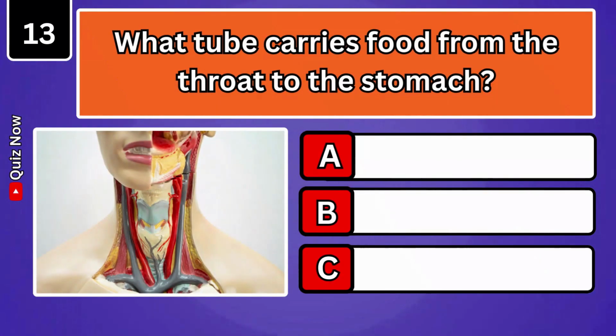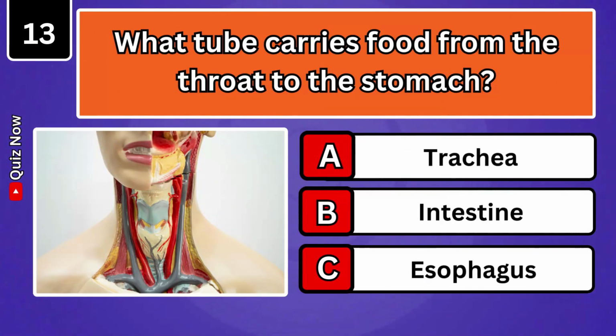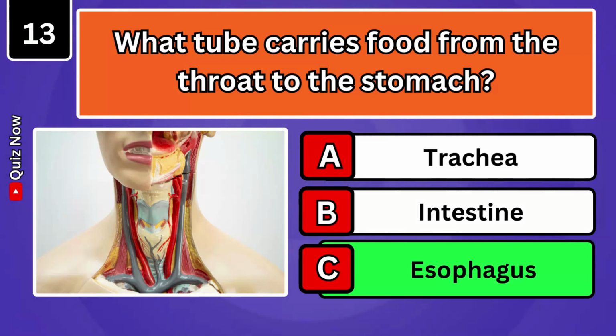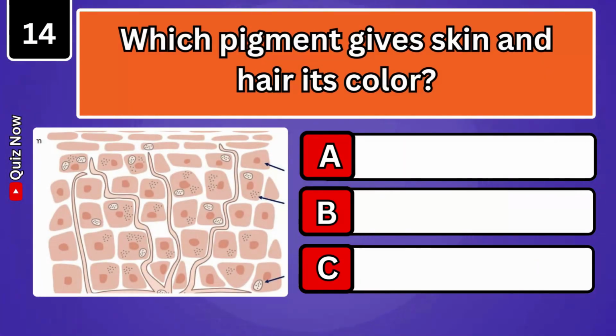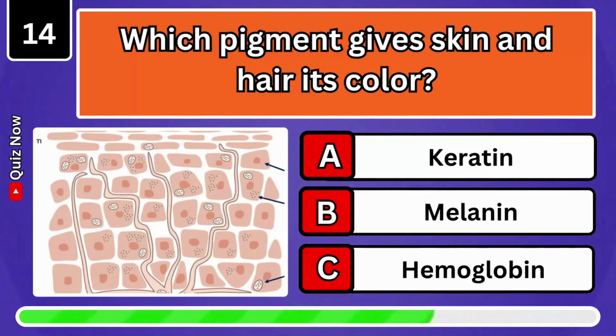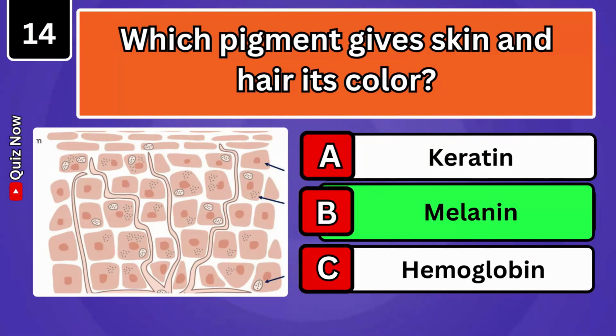What tube carries food from the throat to the stomach? Esophagus. Which pigment gives skin and hair its color? Melanin.